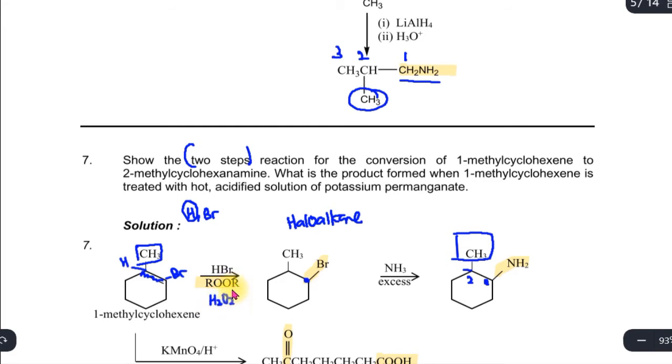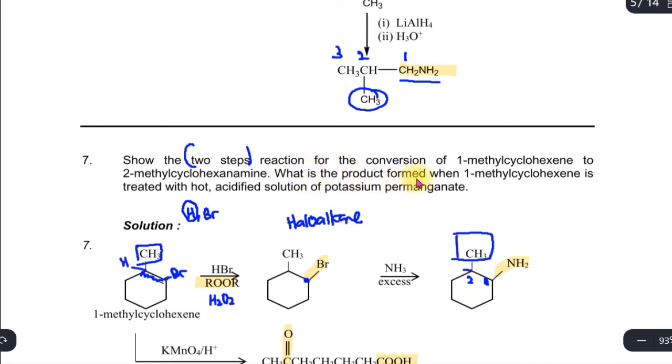So the bromine will add to the side with less hydrogen. The electrophile is hydrogen, and the hydrogen is added to the side with the greater number of hydrogen. Automatically the bromine atom is added to this side. And then it undergoes nucleophilic substitution, and the ammonia is added here. Okay, hope you all can understand.